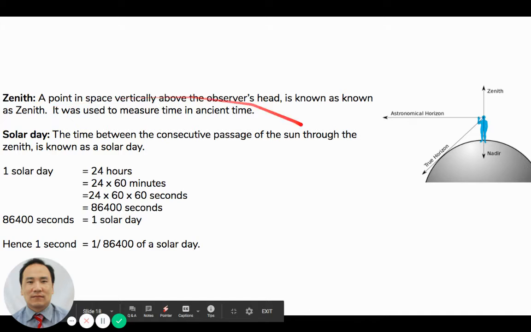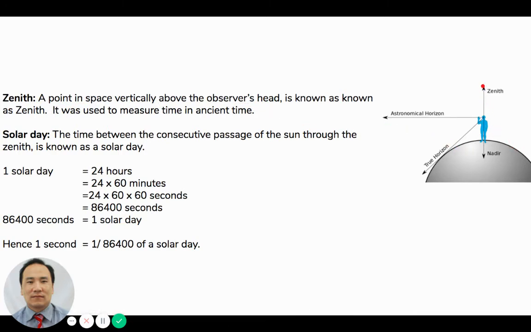Zenith. If you stand anywhere on the surface of the earth, then the point that is just above your head, that point in space, is called zenith. That's why zenith is defined as a point in space vertically above the observer's head. And it was used to measure time in ancient times.